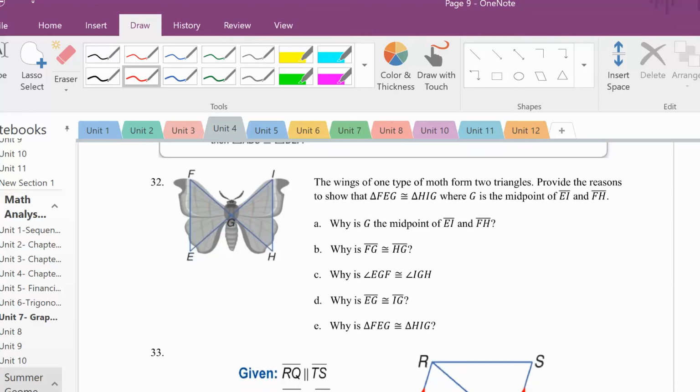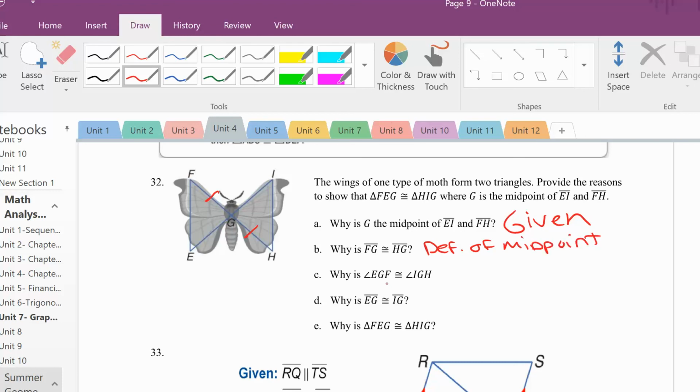32 says the wings of one type of moth form two triangles. Provide the reasons to show that triangle FEG is congruent to triangle HIG, where G is the midpoint of EI and FH. So why is G the midpoint of EI and FH? Well, that was given to you in the statement. Why is FG congruent to HG? Well, that is the definition of a midpoint. Midpoint divides it into two congruent parts.